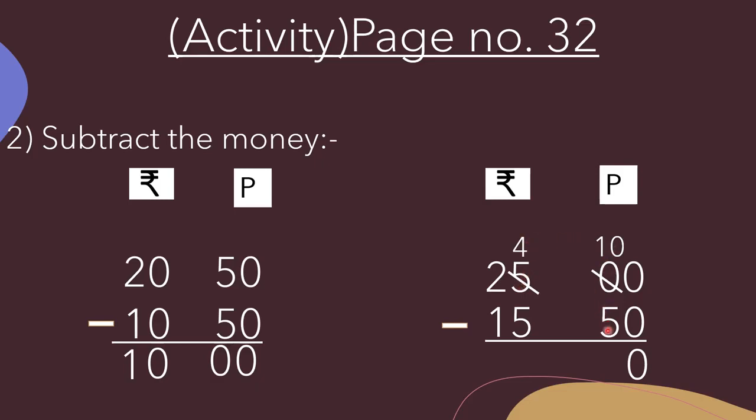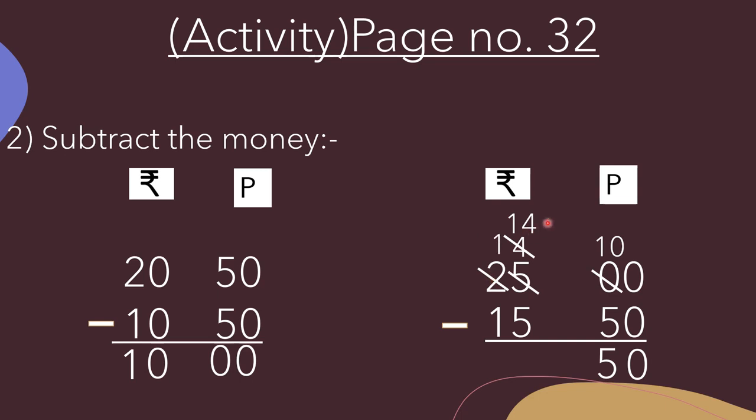Now 10 minus 5. So keep 10 in your mind and 5 on your fingers. Now we have to speak backward counting: 9, 8, 7, 6, 5. So here we will write 5. Now 4 minus 5. Now 4 is a smaller number than 5. We cannot subtract. So here we will take borrow, and this 4 will become 4 plus 10, that is equal to 14. Okay, and this 2 will become 2 minus 1, that is 1.